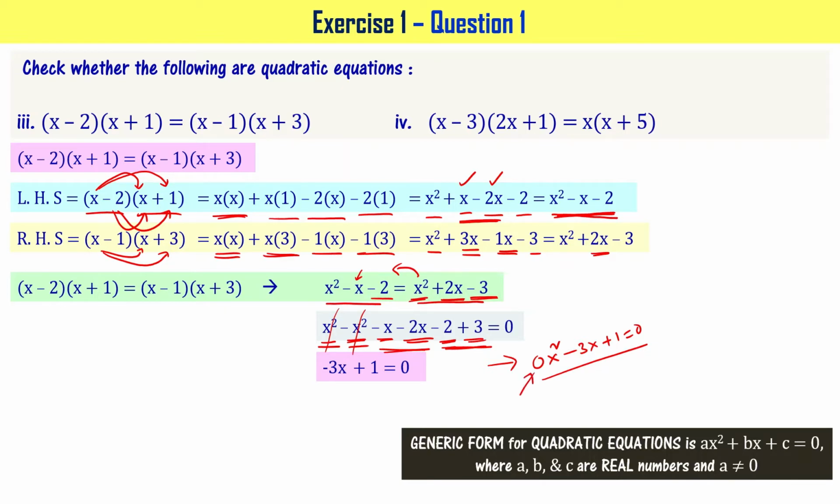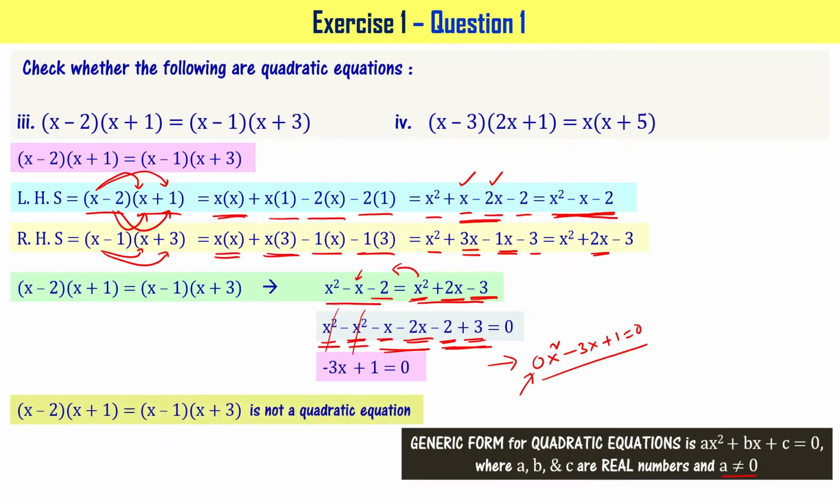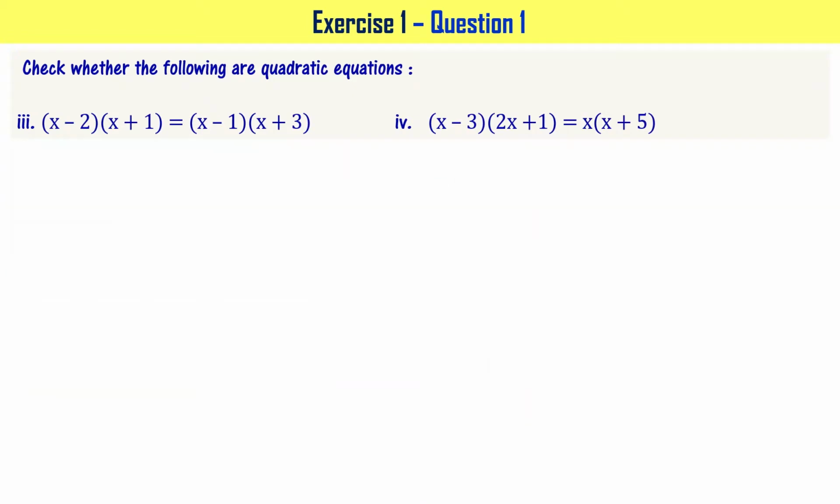You know, when a is equal to 0, the equation is not called quadratic equation. So to answer the question, we say that the given equation x minus 2 times x plus 1 equal to x minus 1 times x plus 3 is not a quadratic equation. Understood? Let us consider the fourth part of the problem. That is x minus 3 times 2x plus 1 equal to x times x plus 5. As we have done earlier, let us first simplify LHS.